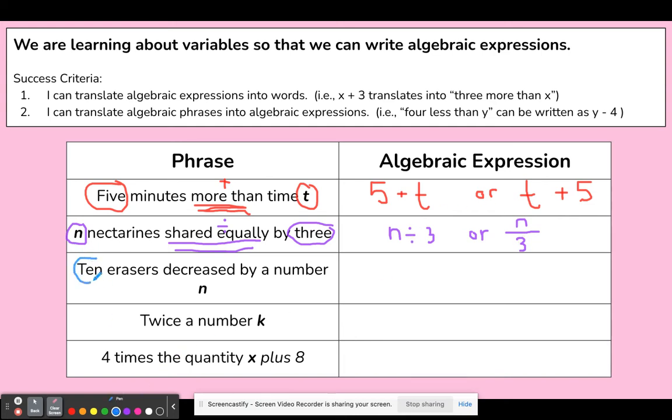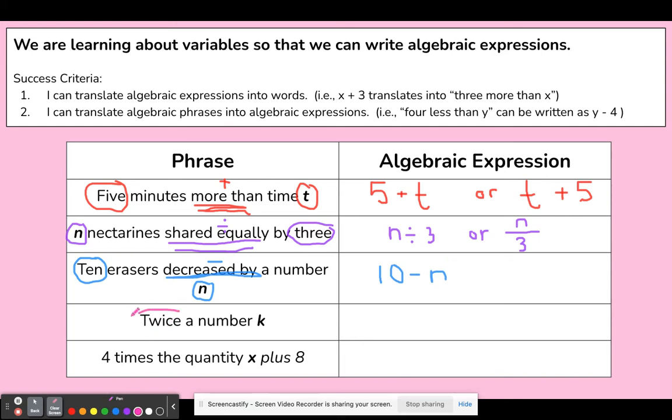Next one is 10. So I'm using the number 10. Decreased by. Decreased by means I'm going to subtract. And they're giving me n again. So 10 minus n. This is subtraction, so order matters. I can't switch the order because I have to start with 10 and then I'm taking some away.